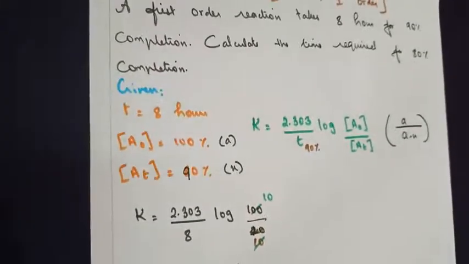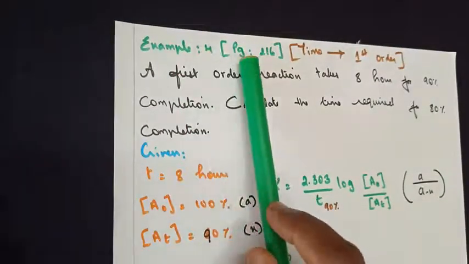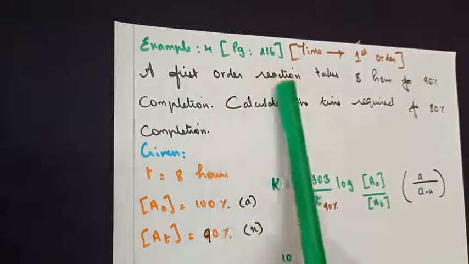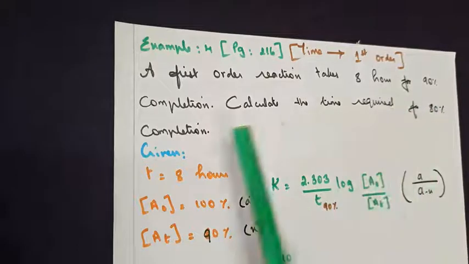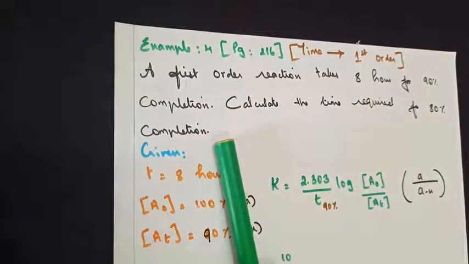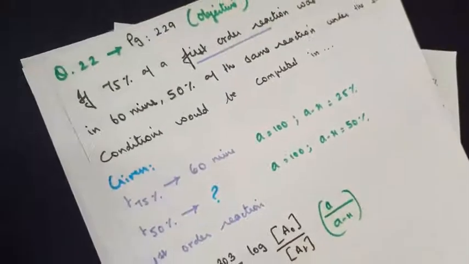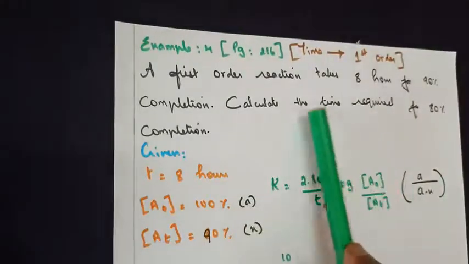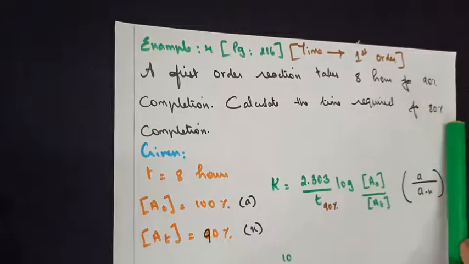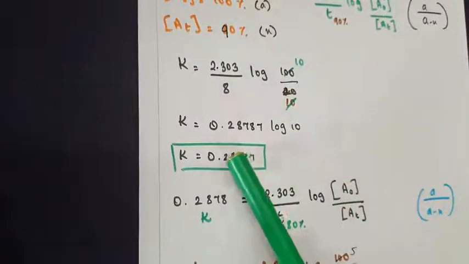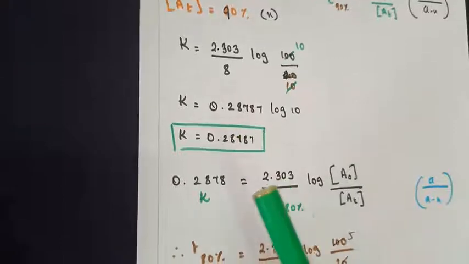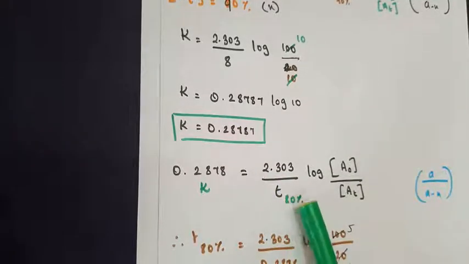Now based on the same type, example 4 from page number 216 is given. A first order reaction takes 8 hours for 90% completion. Calculate the time required for 80%. As I told you in earlier classes, when I work out numericals, I usually select similar types. If you look at it, the previous two questions were all of the same type, calculating the time required. Two conditions are given. So you have to make use of the details provided. Calculate the k value. Once you calculate the k value, substitute here. Calculate the time required for the second condition.